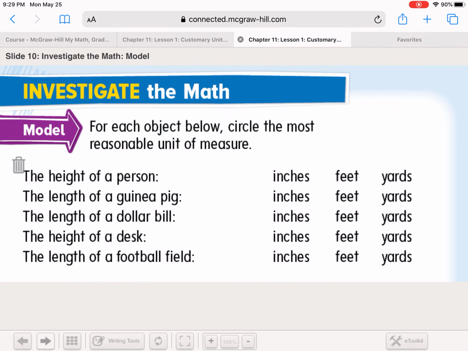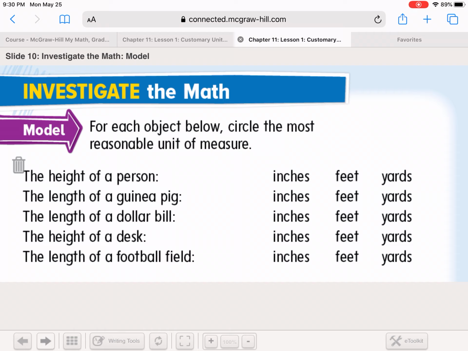All right, so it says, for each object below, circle the most reasonable unit of measure. So is it inches, is it feet, or is it yards? Inches is like a ruler, okay? So usually it goes up to 12. A foot is 1 standard ruler, which is 12 inches. And a yard is 3 rulers, okay? So it's 3 times 12 inches, which makes it 36 inches. So a yardstick is like that thing that I would sometimes walk around the classroom and bang on your desk. That was a yardstick. And I have always had fun with that.